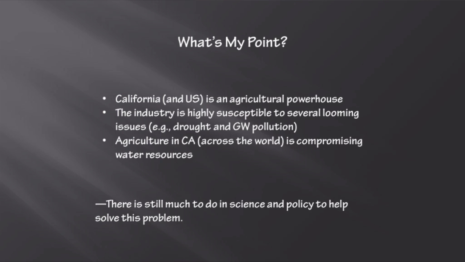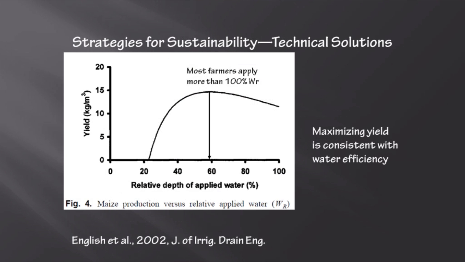Essentially agriculture is compromising our water resources in the West especially. And the positive side of this is that I think there's still much we can do in science and policy to try to improve the situation. Because right now it seems that because everything is driven by economics and we're not considering the costs on our resources, we're paying a pretty heavy price. And that's becoming more and more clear during this drought.